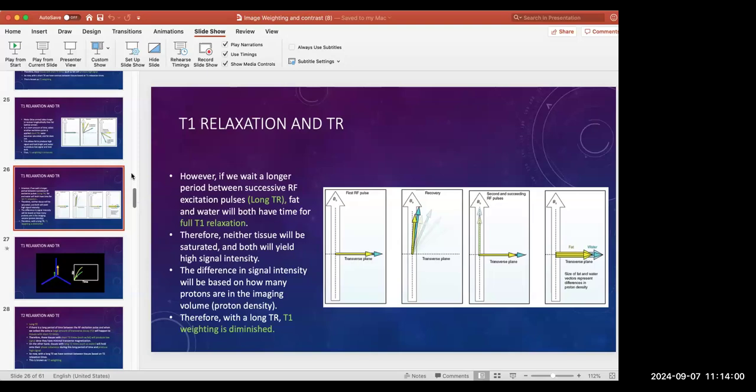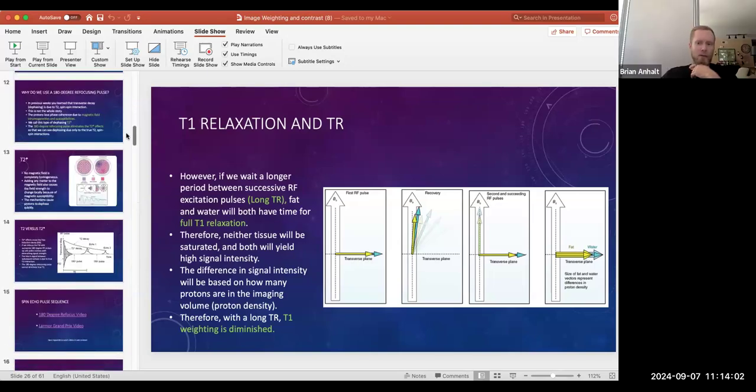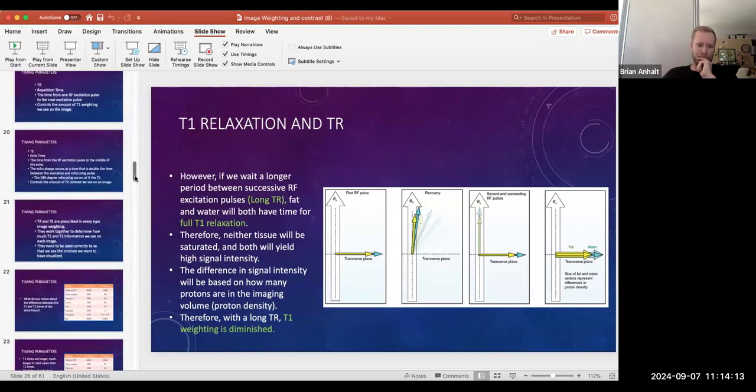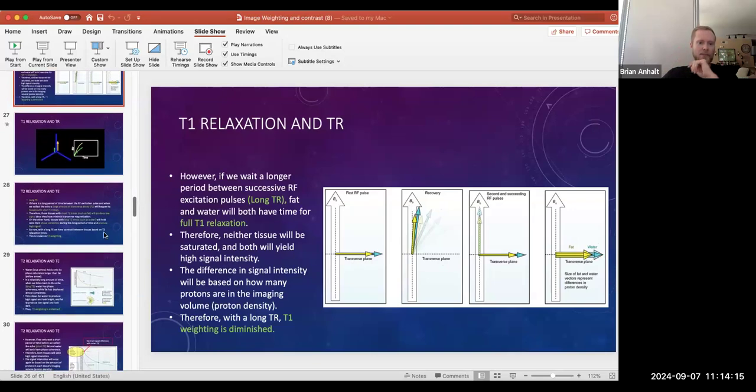Doesn't that have no contrast at all? This is no. Well, yeah. This would be proton density. Yeah, you're right. If we allowed for full longitudinal recovery, excited and listened back right away, then yeah, it would be proton density weighted. That is correct.